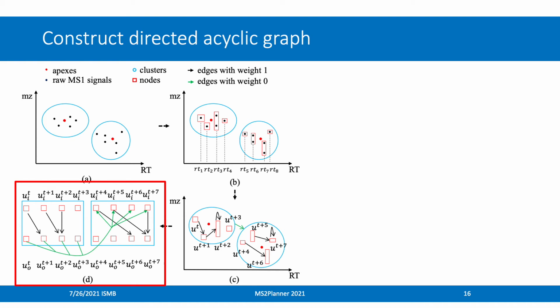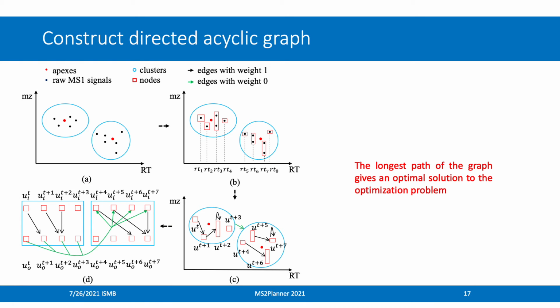For the black edges within the cluster, we assign weight 0 to them. For the green edges between the clusters, we assign weight 1 to them. It can be proved that if we construct the graph in this way, the longest path of the graph is actually an optimum solution for the optimization problem that we mentioned before.